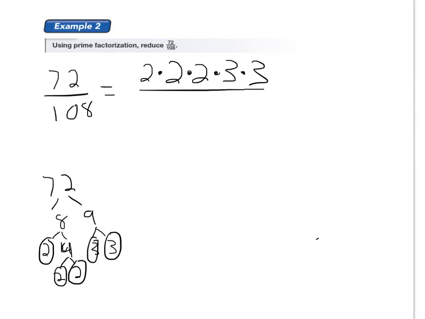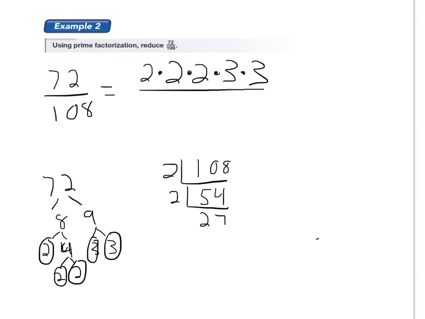Okay, I'm going to do the same thing for 108. I'm going to break down 108. Oh, for this one, let's go ahead and use a downward division. I know 2 goes into 108. Again, I'm picking the lowest prime number that goes in. 2 goes into 108, and if I divide that, that's 54. If I divide 54 by 2, I get 27.